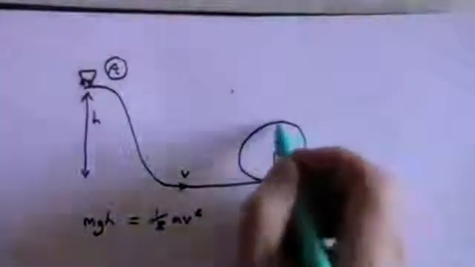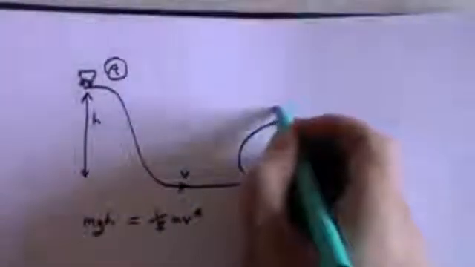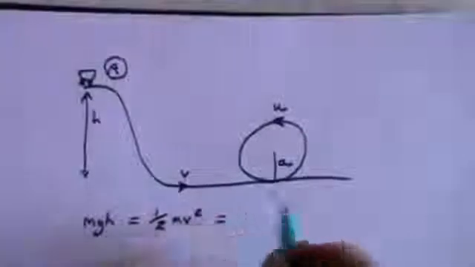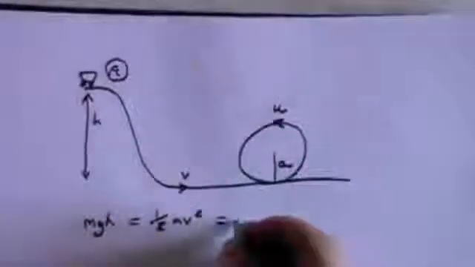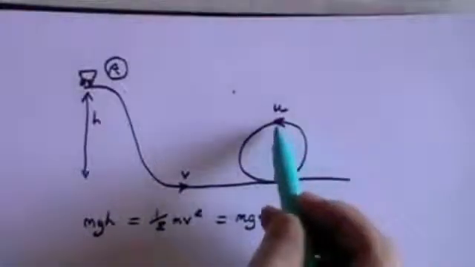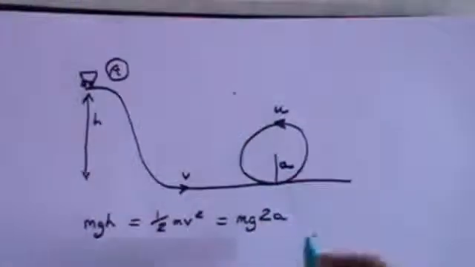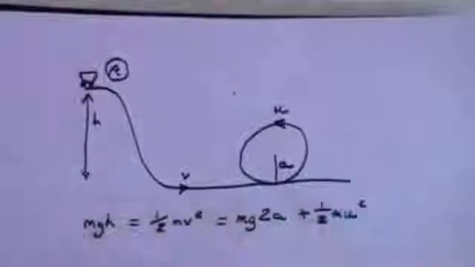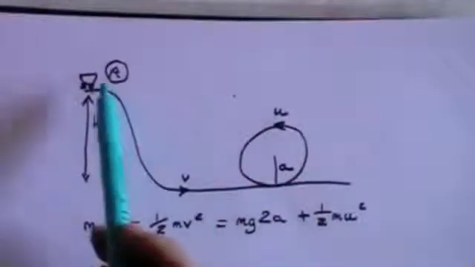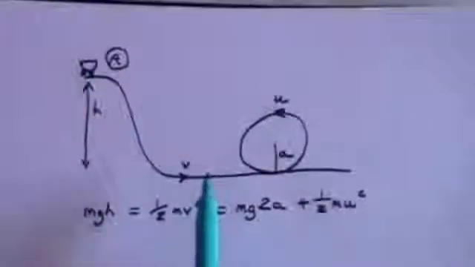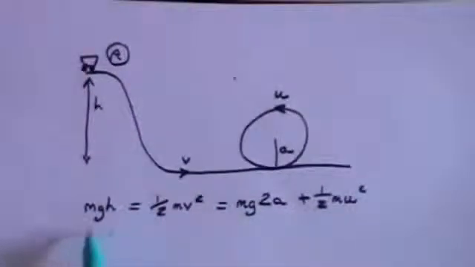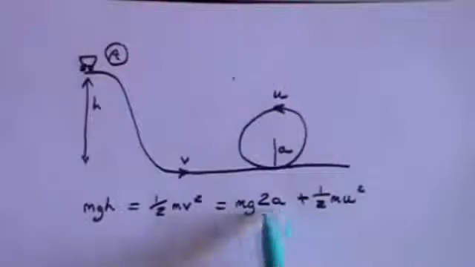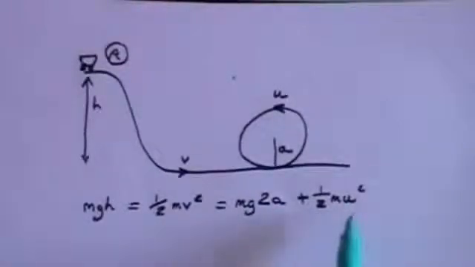When it gets to the top of the loop, it will now be travelling in this direction, and let's give it a speed u. So now that energy, that half mv squared, will have been converted into potential energy, which is mg2a, because the height above ground is twice the radius. So mg2a plus the kinetic energy, which will be a half mu squared. M, of course, in all of this is the mass of the car that is coming down the loop. So we know that mgh, the potential energy at this point here, is converted into part potential energy, mg2a, plus kinetic energy, half mu squared.